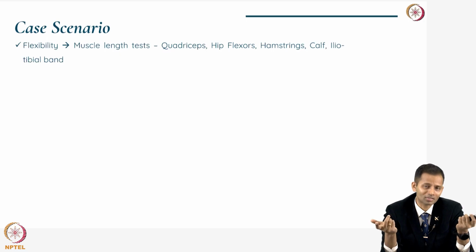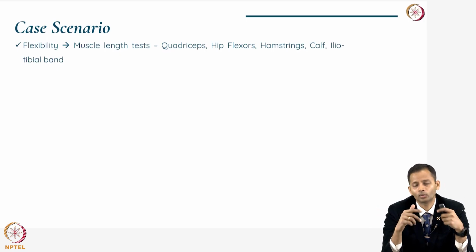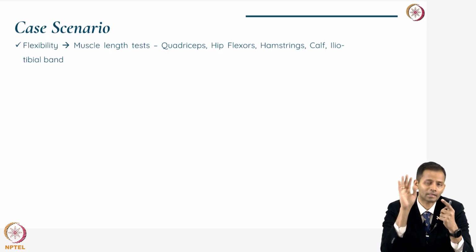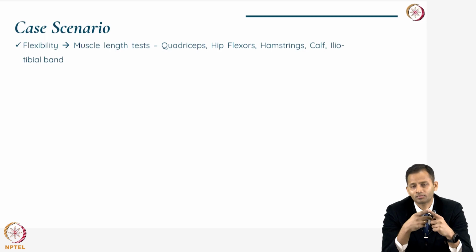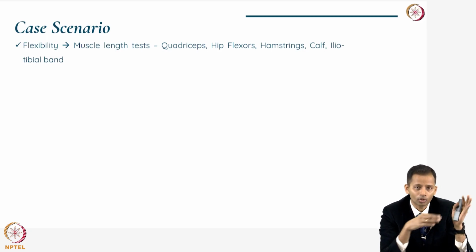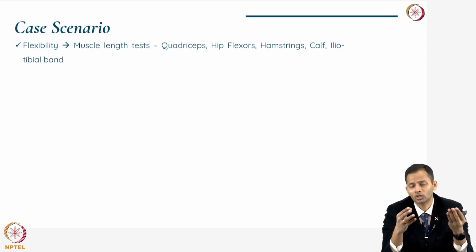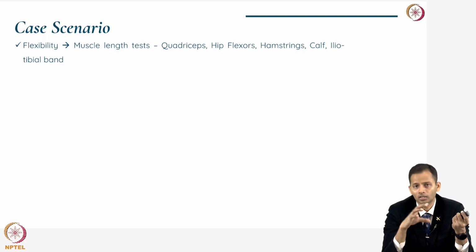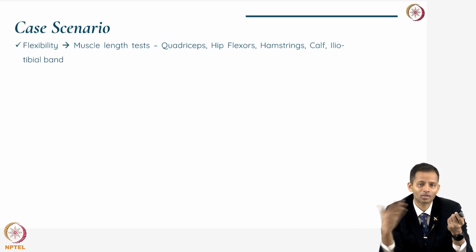Whether it is because of flexibility or mobility, you can assess by doing a muscle length test. You can do a muscle length test for the quadriceps, called the Ely's test, hip flexors by the Thomas test, and hamstrings by a straight leg raise test. A calf check can be done. For the iliotibial band, an Ober's test can be done to check how much tightness or restriction there is in the length of the iliotibial band. So these are common muscles that one needs to check in the case of a runner. That gives an idea if the tightness or a reduction in the range of motion is because of flexibility or mobility.